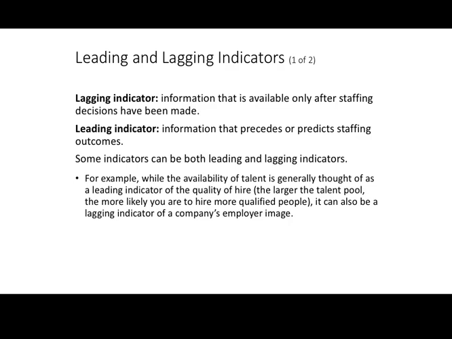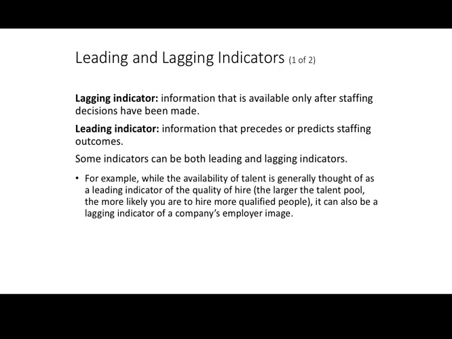Leading and lagging indicators are terminology that you very likely learned in economics, macroeconomics classes, etc. Lagging indicators are information that is available only after staffing decisions have been made, which means they tell us after the fact. And leading indicators are things that precede or predict staffing outcomes. Some indicators, of course, are both, but basically, availability of talent is definitely thought of as a leading indicator of quality, but it also can be a lagging indicator of a company's employer image.